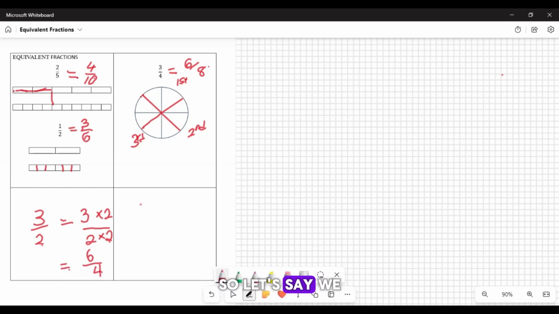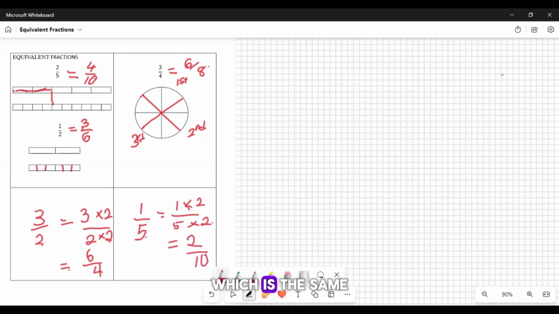So let's say we have 1 out of 5, and now we want this further division. So we want the denominator to be 10. What we have to do is pick, let's say, a factor of 2, and we multiply through. So 1 multiplied by 2 over 5 multiplied by 2. So this is the same as 2 over 10, which is the same as the 1/5.